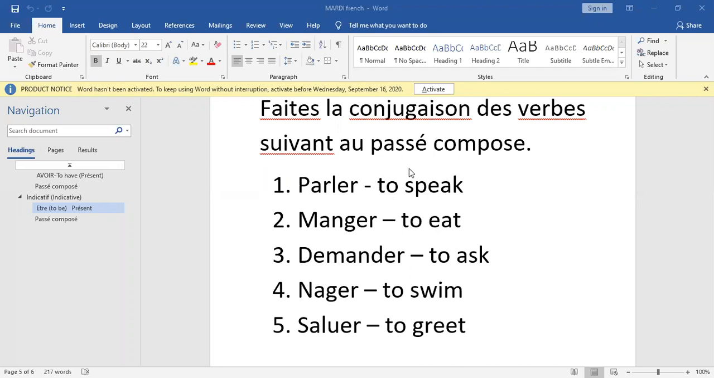Please, when it comes to verbs that take être to go into the past, they are not many. Majority of them are what? Movement verbs. When it comes to real movement verbs. And there are some verbs that involve movement.